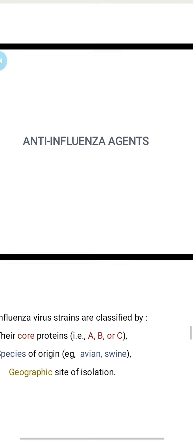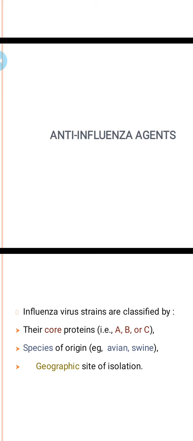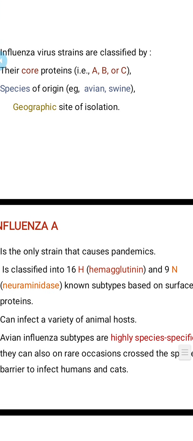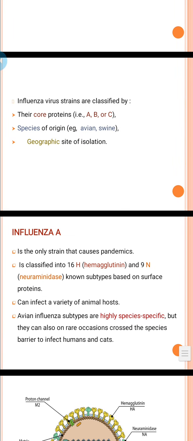Next, anti-influenza agents. So we have discussed hepatitis B and C treatment. We have discussed herpes virus treatment. Now we are discussing anti-influenza agents. So influenza virus strains are classified by their core proteins A, B or C, and species of origin avian and swine. So influenza A is the only strain that causes pandemic. It is classified into 16 H and 9 N known subtypes based on the surface protein. So H is called hemagglutinin and N is called neuraminidase enzyme.